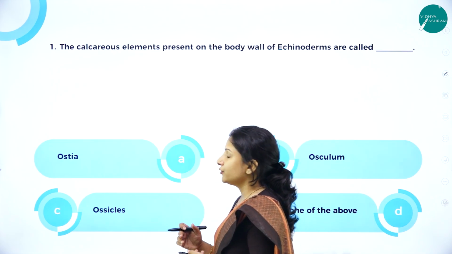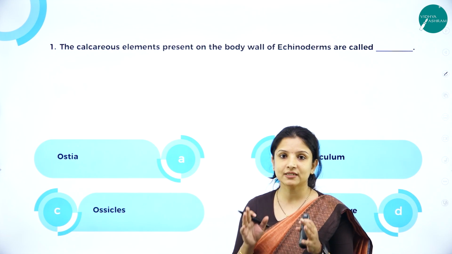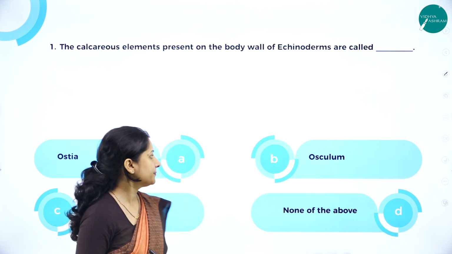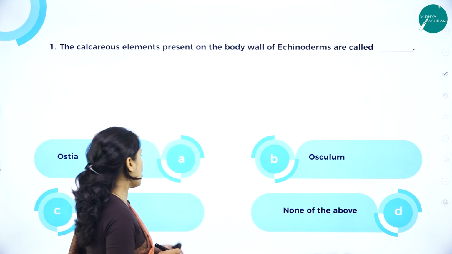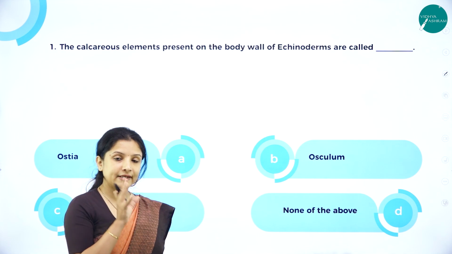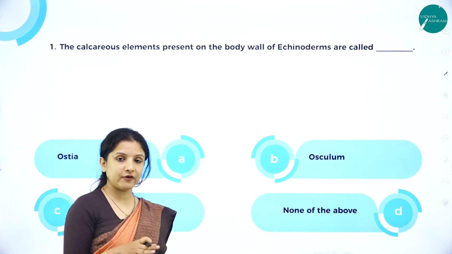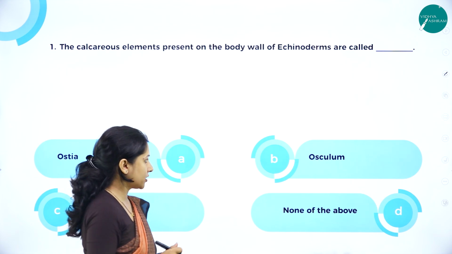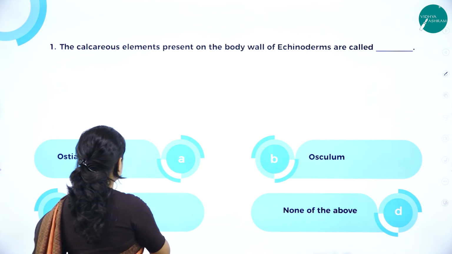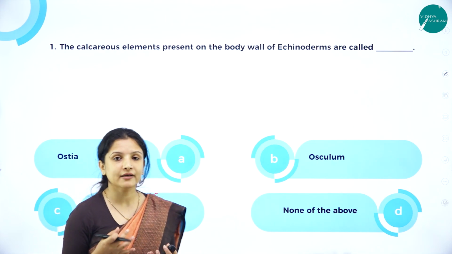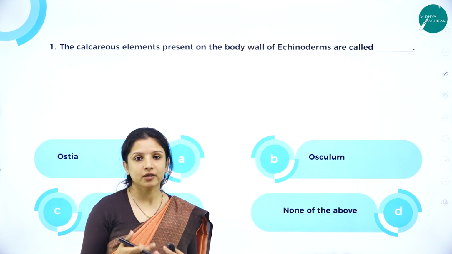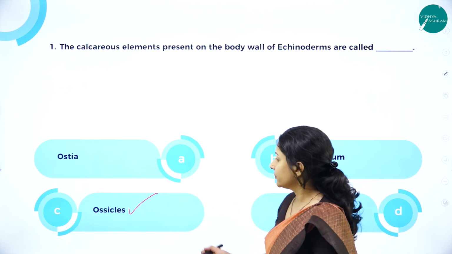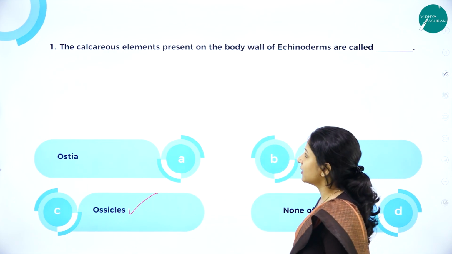Is it ostia? No, because ostia are the pores that are present in poriferan members, that is sponges. So ostia is the wrong answer. Is it osculum? No, osculum is actually the opening that is present again in sponges only, porifera members, for the elimination of the water or movement of water outside the body. And is it ossicles? Yes, ossicles is the right answer. So they are hard calcareous spines which are called as ossicles, which are present in echinoderms. And none of the above is not the right answer, because here option C is the right answer.